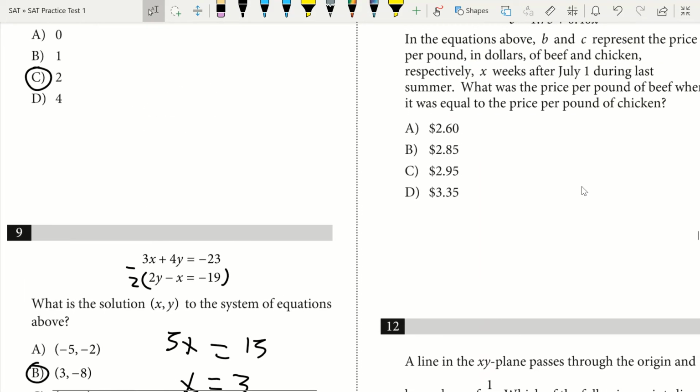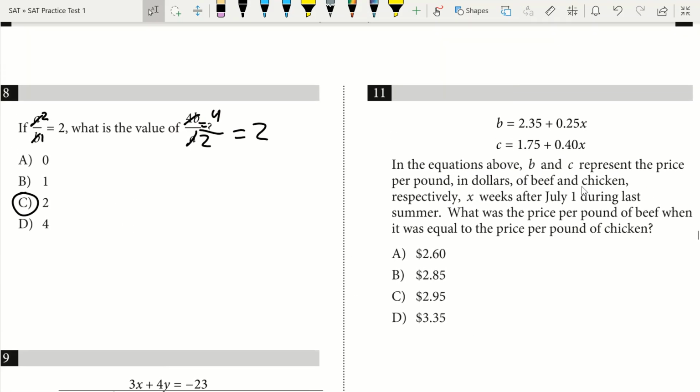All right, question 11. In the equation above, B and C represent the price per pound in dollars of beef and chicken respectively, x weeks after July 1 during last summer. What was the price per pound of beef when it was equal to the price per pound of chicken? That means I'm setting my two equations equal to each other.